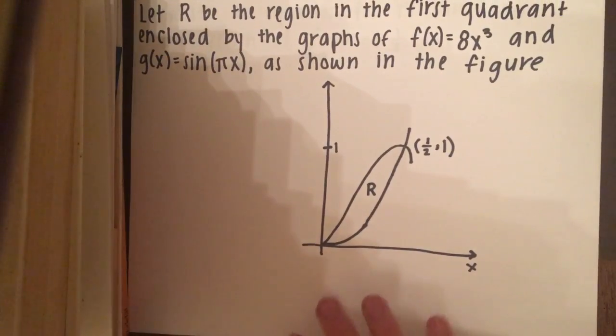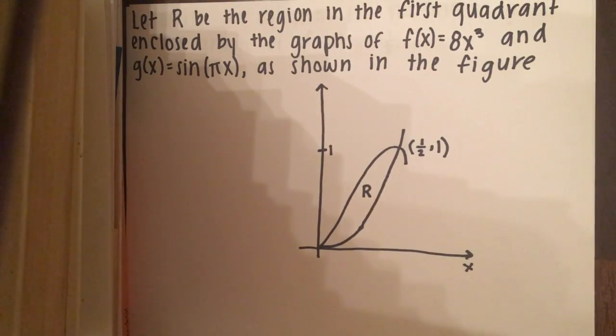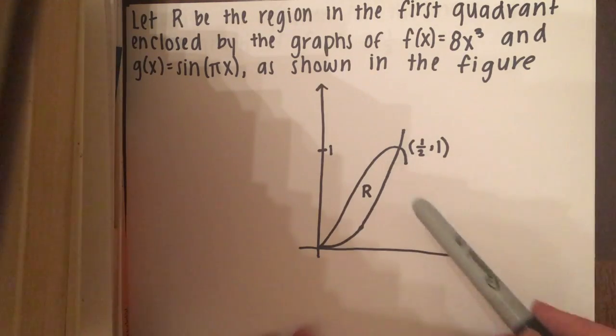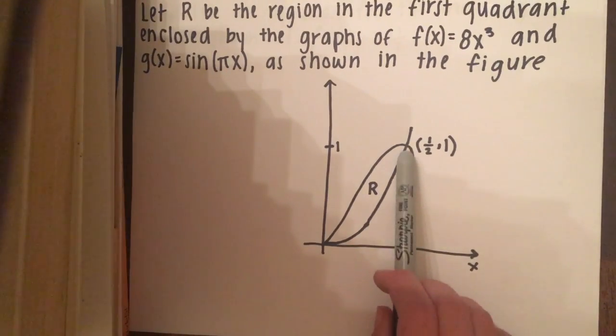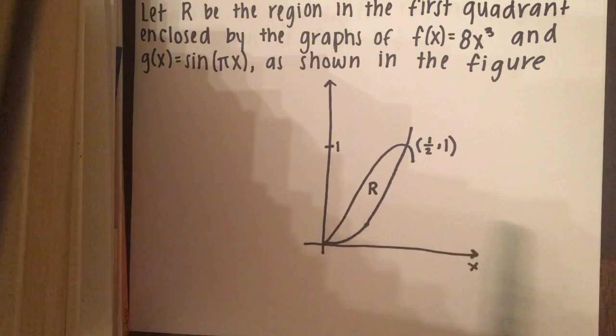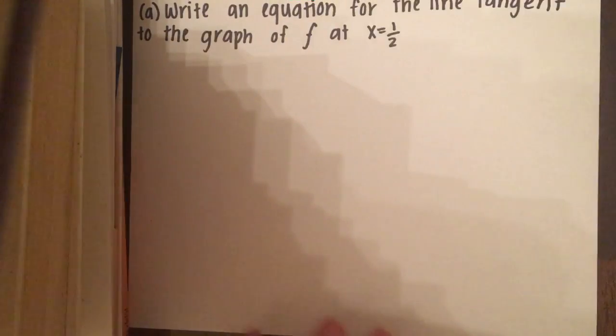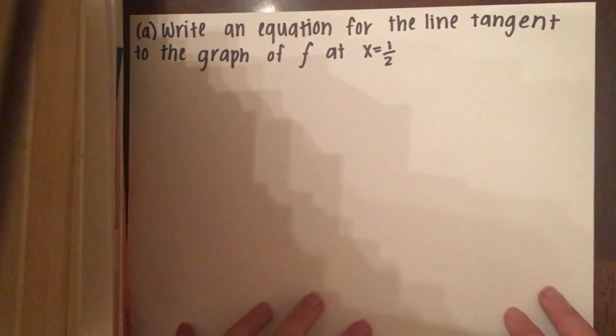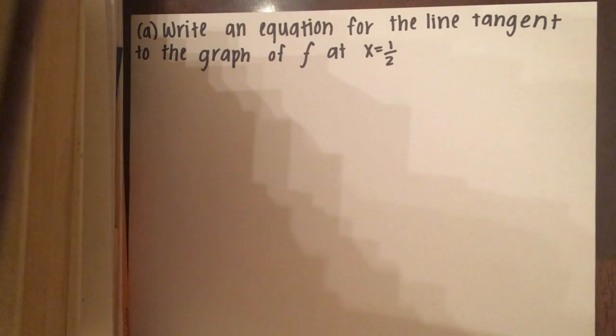They say, let R be the region in the first quadrant enclosed by the graphs of f of x equals 8x cubed and g of x equals sine pi x as shown in the figure. So we're looking at this region right here, that this point of intersection is (1/2, 1), and this one is (0, 0). So for part A, they're asking us to write an equation for the line tangent to the graph of f at x equals 1/2.